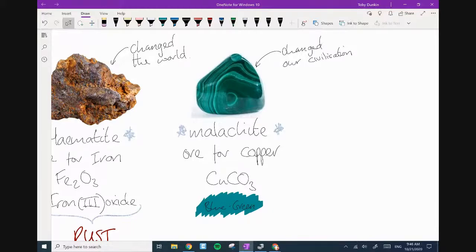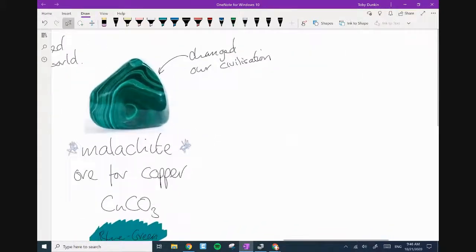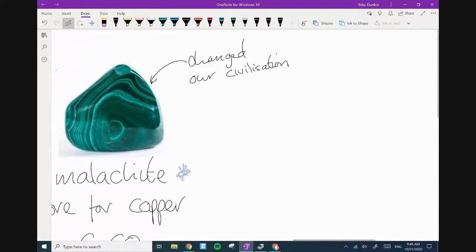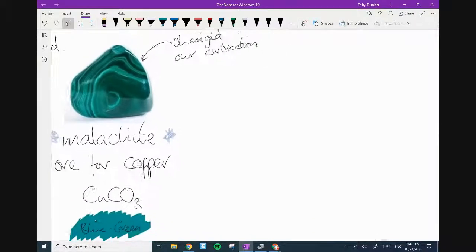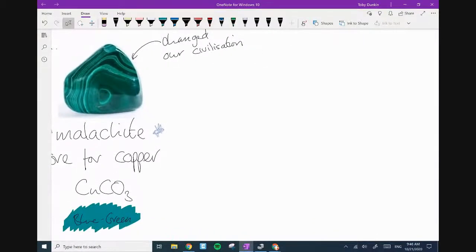Anyway, just to explain why it changed our civilization. We all know that in our evolutionary history, we started off as cavemen.